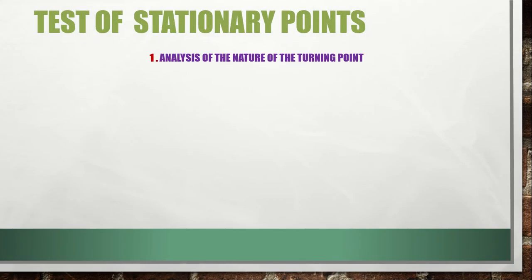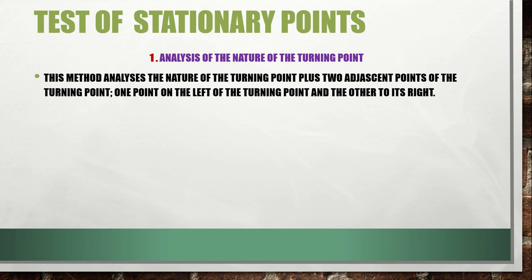Now let's begin with the first one, analysis of the nature of the turning point. This method analyzes the nature of the turning point plus two adjacent points of the turning point. What do I mean? If you have a turning point, I'll pick one point on the left of the turning point and the other one on the right of the turning point. It means I'm extending further on that particular curve, picking two extra points to be able to analyze the nature of that particular turning point.